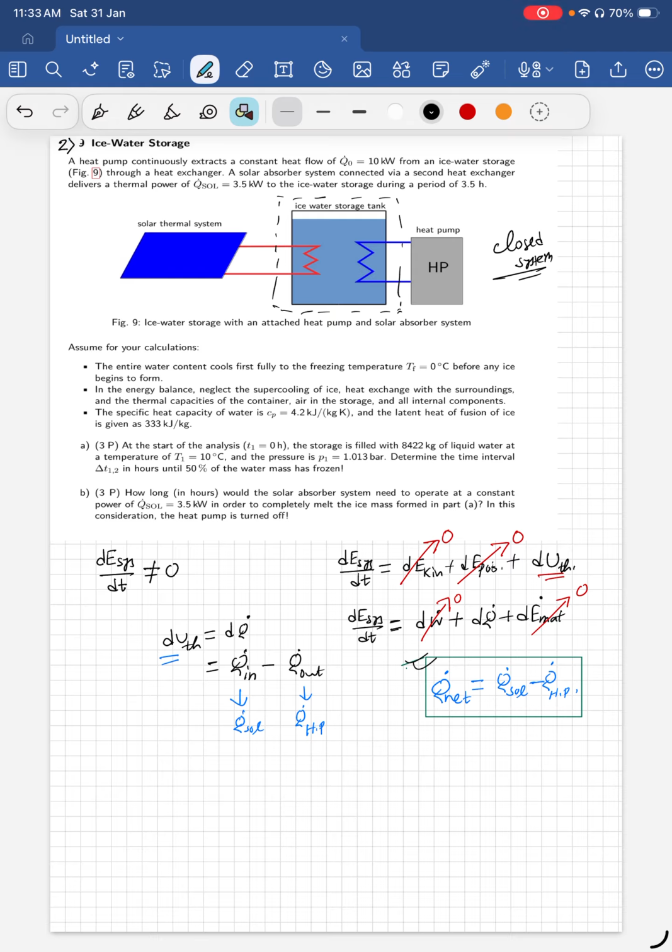Now let's get started to solve our very first problem here. We have covered the general overview of our system here.